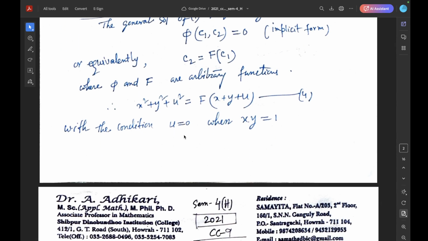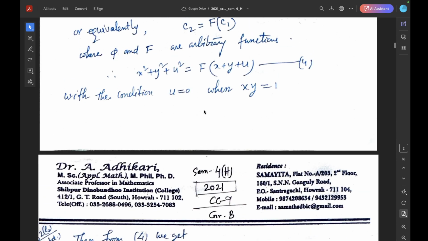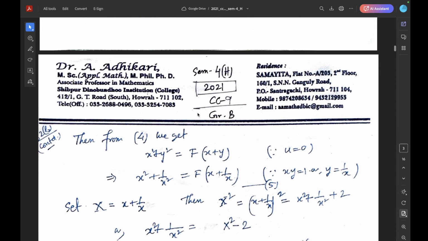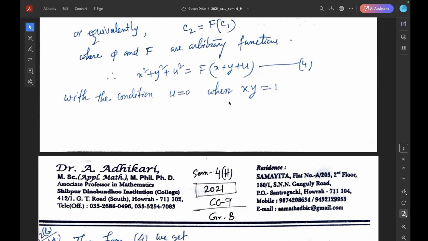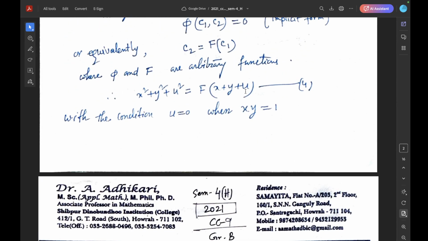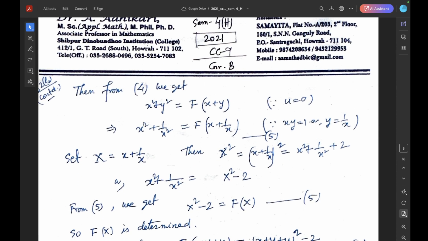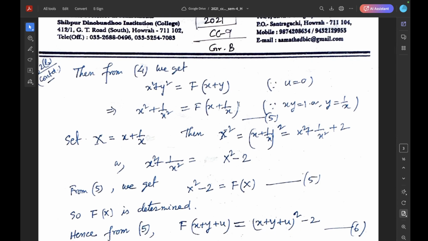Now, with the condition u equal to 0 when x into y equal to 1. The given condition is this. So from this we can write, put u equal to 0 when x into y equal to 1, so x square plus y square equal to F of x plus y, because u equal to 0. And put y equal to 1 by x, because x into y equal to 1. So x square plus 1 by x square equal to F of x plus 1 by x, equation 5.